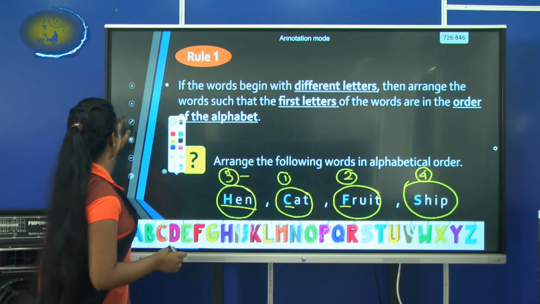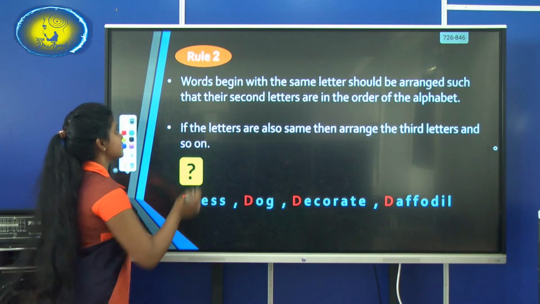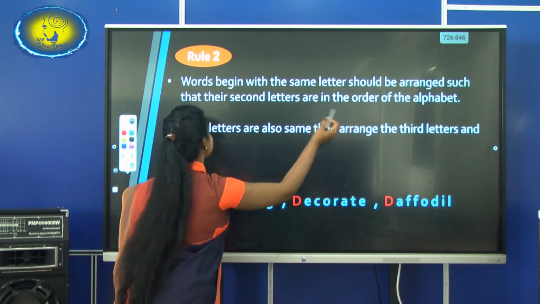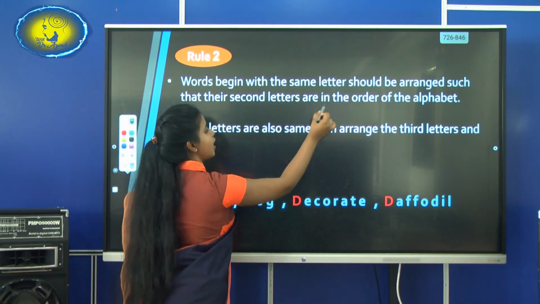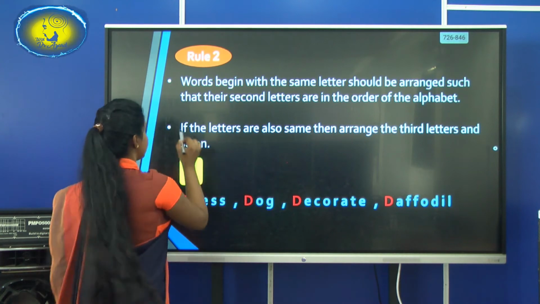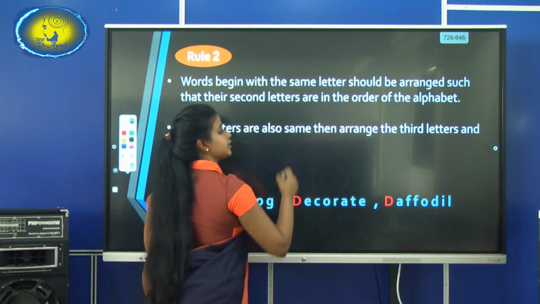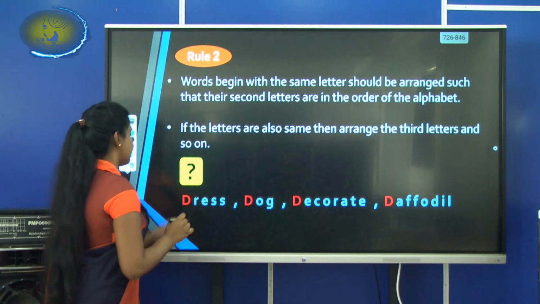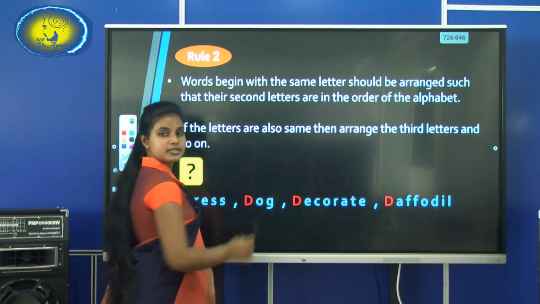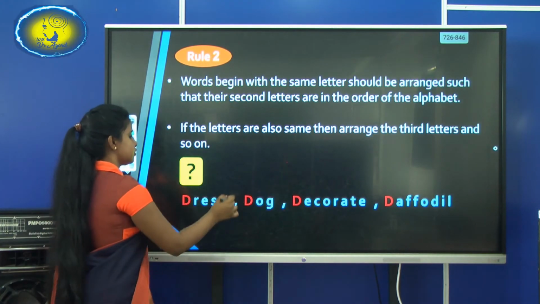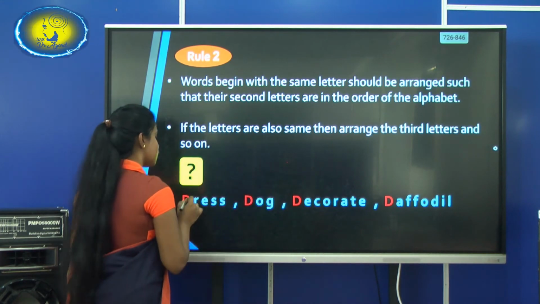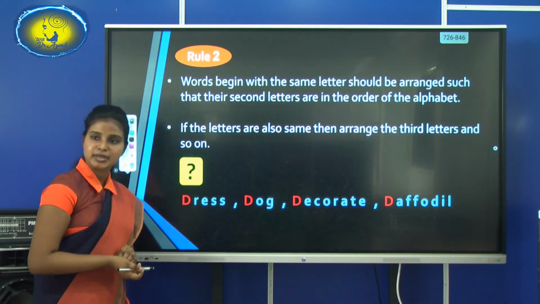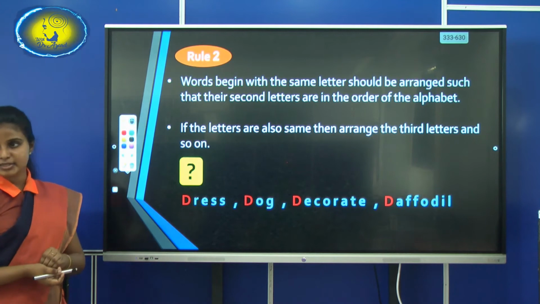Okay, children, this is our second rule. Words that begin with the same letters should be arranged such that their second letters are in the order of the alphabet. If the letters are also the same, then arrange the third letters and so on. First see these words: dress, dog, decorate, daffodil. Can you see any similarity here, children?